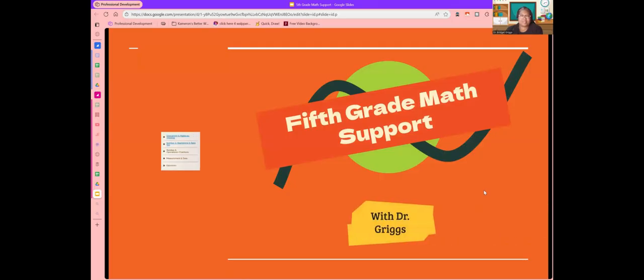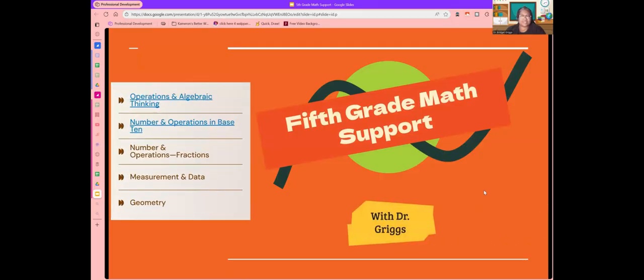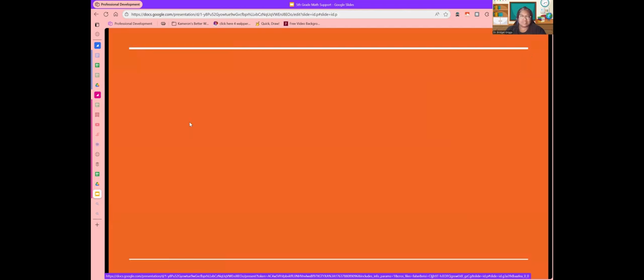Fifth grade math support. Again, my name is Dr. Griggs, and these are all of our topics that we'll be talking through. We have already finished operations and algebraic thinking, so now we have moved on to numbers and operations in base 10.